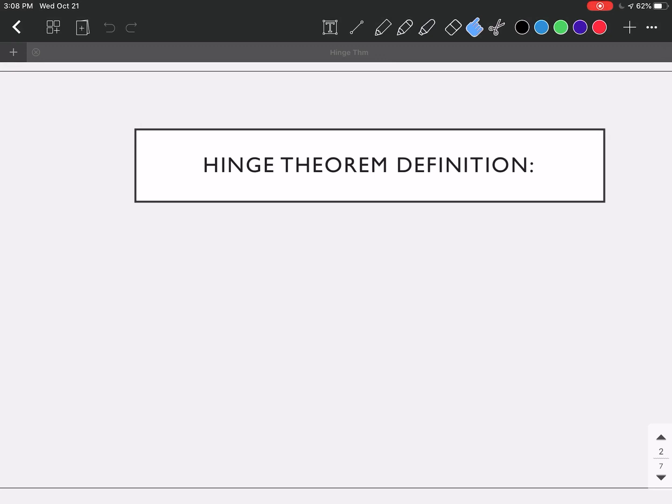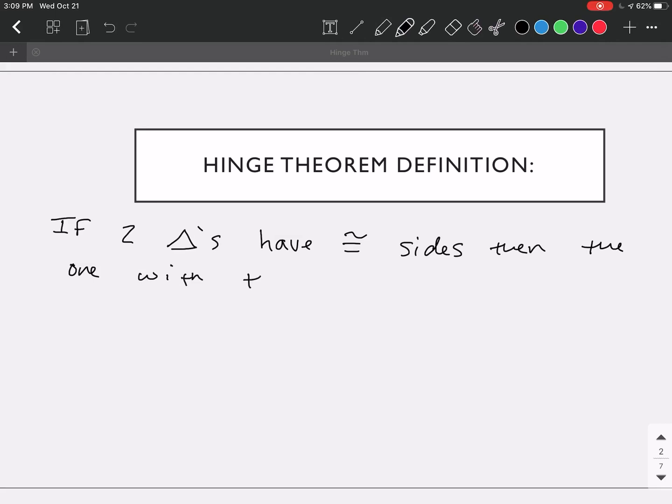So the original states that if two triangles have congruent sides, then the one with the larger included angle has the longer side. And we'll talk about what that means here in a second with a couple of examples.